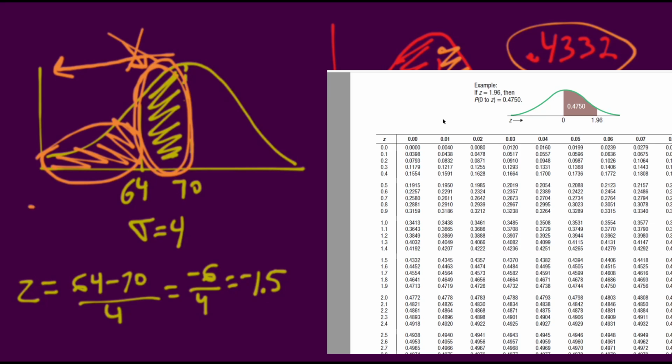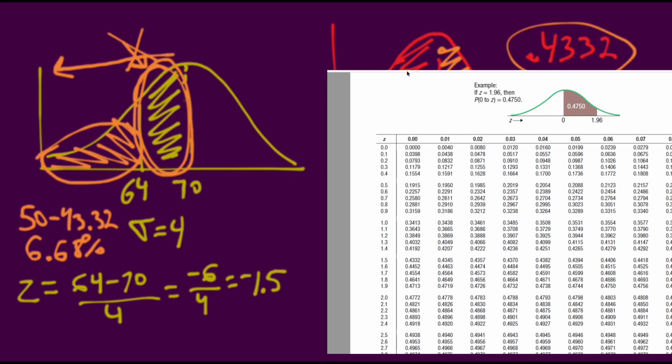Okay, so we can use the concept that 50 minus 43.32, that's going to give us what? 6.68. So 6.68% of men are below 64 inches, or 5'4".